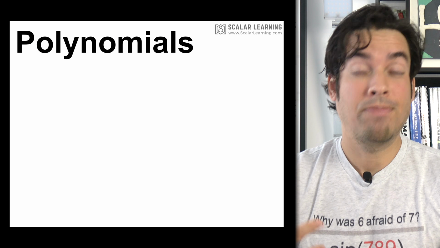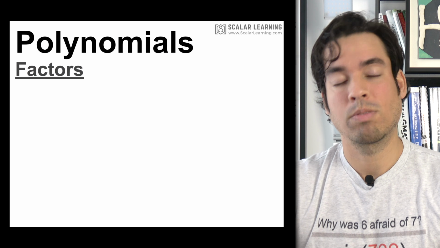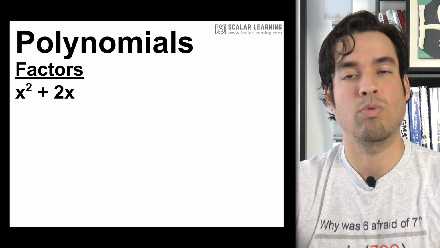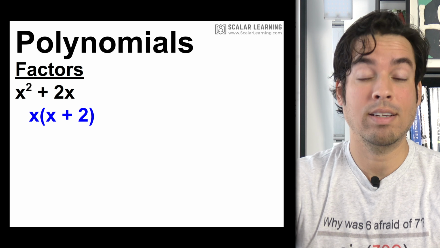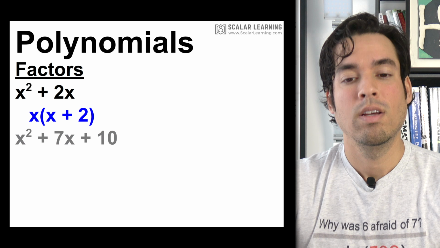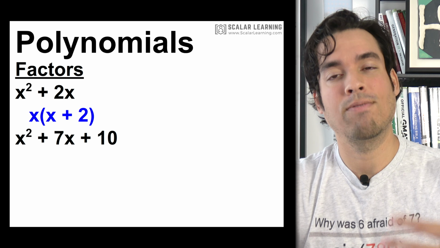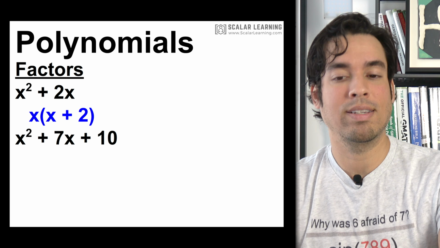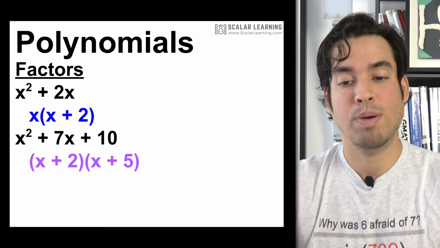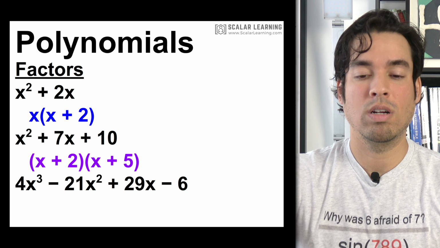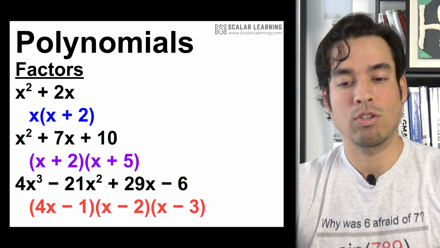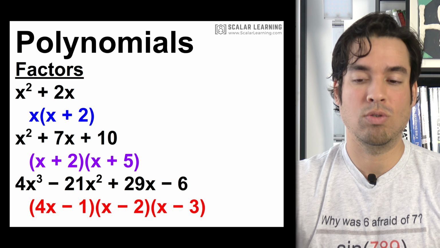Now we're going to talk about factors of polynomials. So just some simple examples. We got x squared plus 2x. Here we can factor out an x, and we've got two factors. We've got x and we've got x plus 2. Then in this one, we again follow that same protocol, what multiplies to 10 and adds to 7. That's positive 2 and positive 5. And with a more complicated one, this one factors out to 4x minus 1 times x minus 2 times x minus 3.